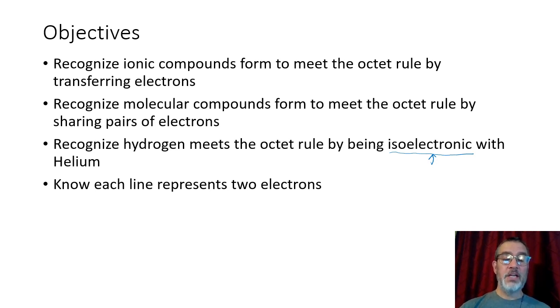And then we also needed to know that each line in a molecular compound that we draw is going to represent 2 electrons. So we saw that with single, double, and triple bonds.